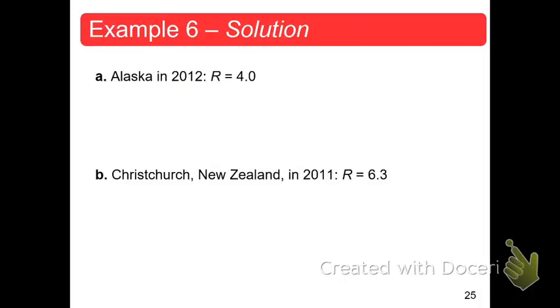Alright, so let's work on Alaska. It had a magnitude of 4.0. Now remember, we just said our equation was R equals log of I. So I know that 4 is equal to log of I, and I need to solve for I. We're used to seeing our log on the left-hand side, so I'm just going to flip this over here.